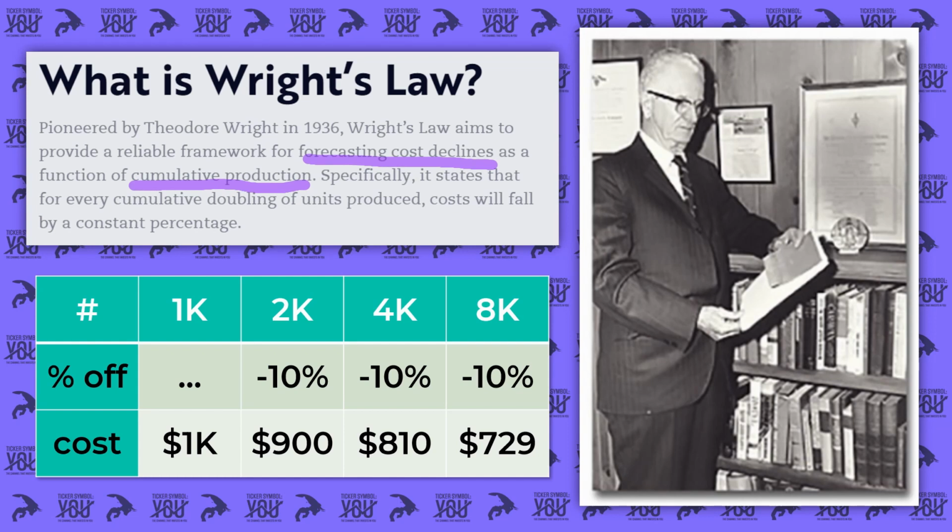So let's go through an example of that now. Let's say it costs us $1,000 to produce the first 1,000 of something. And let's say the constant percentage decline is 10%. To produce the next 1,000 of something, or cumulatively double it, it should only cost us $900. So on and so on. For each cumulative doubling, costs fall by 10%.